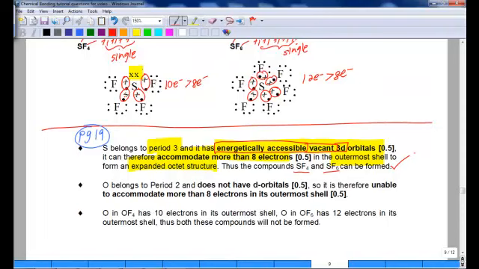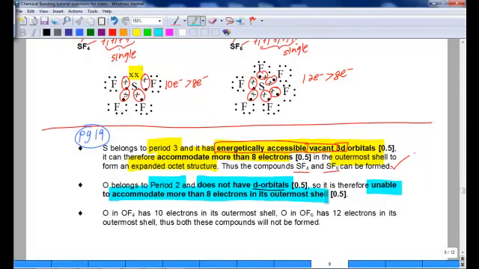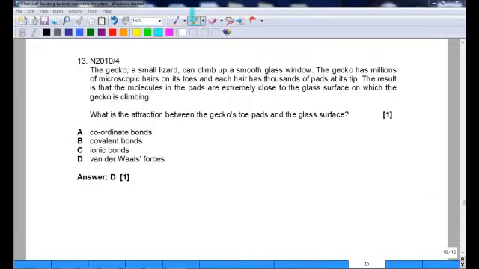So moving on, of course, we mention that O belongs to period 2, and in period 2 we just stop at 2p. It does not even have d orbitals, so it is therefore unable to accommodate more than 8 electrons in the outermost shell. So both of these compounds will not be formed. It's just as simple as this. Okay, page 19. Refer to it for a quick recap.